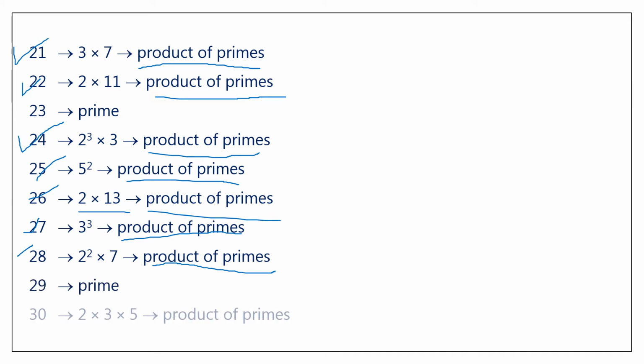29 is a prime number, and 30 I can write as 2 into 3 into 5, all the 3 are prime numbers, that means 30 also can be expressed as a product of primes. The primes involved in this are 3 primes, 2, 3 and 5, whereas in 28 the primes involved are 2 and 7 only. 31 is a prime number.